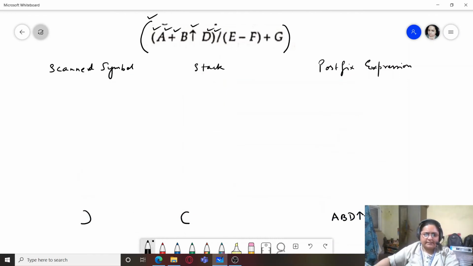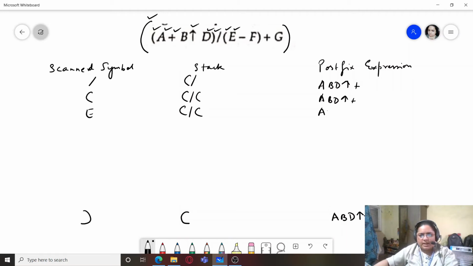So next is a division sign. It will simply be pushed onto the stack, and this is my expression. Then again a left bracket. The left bracket will be pushed, and then we have E. So A, B, D, and we have E over here.